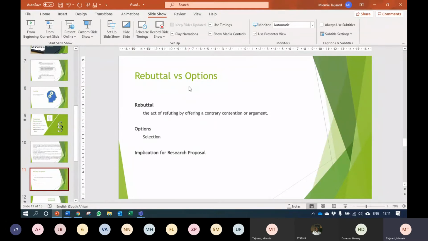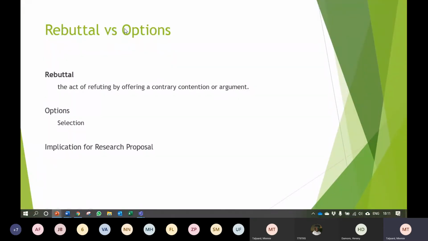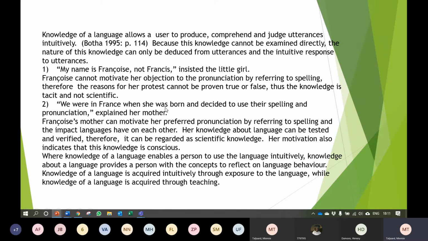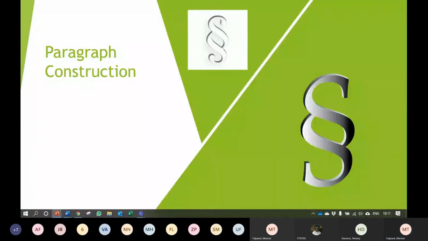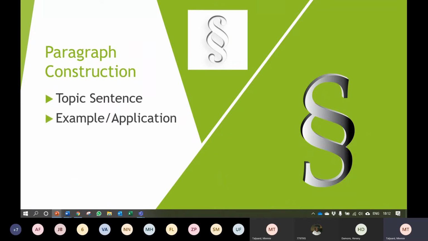So for the research proposal, you must remember that you have made certain choices, and you have to motivate those choices. So if we go back to the paragraph construction, your topic sentence will be: this researcher has decided to use questionnaires supplemented by interviews as recommended by. Then you give an example or you apply. Then you have the explanation: why did you apply it like that?